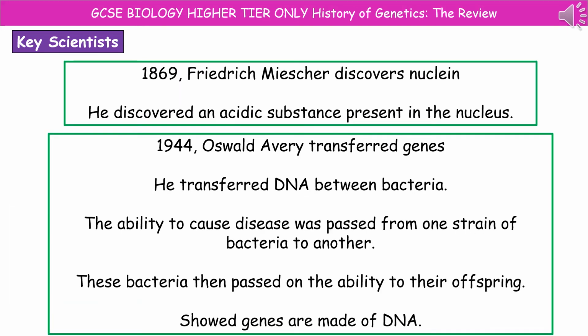Our second scientist is Friedrich Miescher, who discovered nuclein. He discovered this acidic substance present in the nucleus. Scientist number 3 is Oswald Avery in 1944, and he transferred DNA between bacteria. He transferred genes. The ability to cause disease was then passed from one strain of bacteria to another, and those bacteria then passed on the ability to their offspring. So he showed that genes were made of DNA.